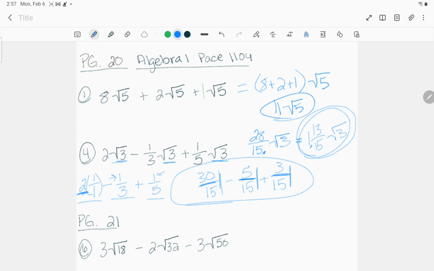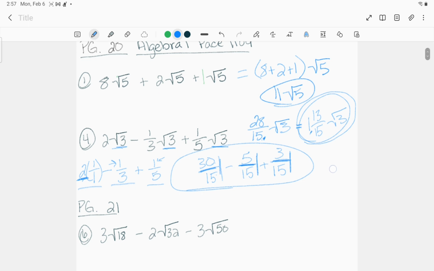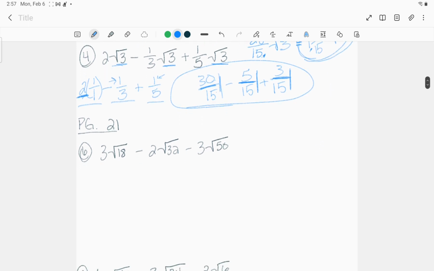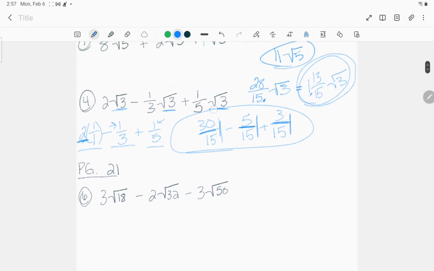Okay, if that didn't make sense, just start the video over, slow it down a little bit, and do it step by step. But as long as your square root and your numbers and all that are the same, you can add these numbers that are on the outside.